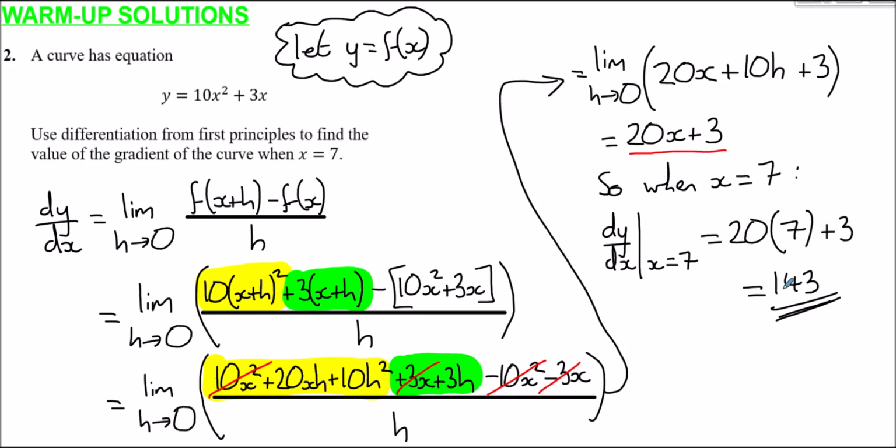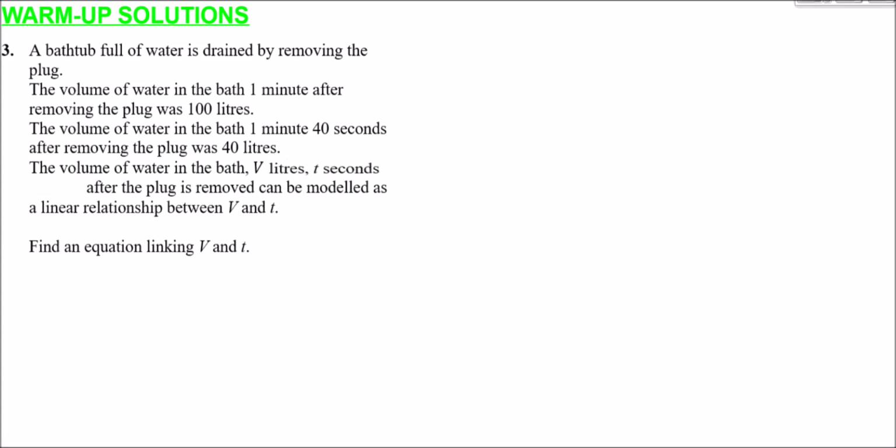Let's have a look at number 3, and therefore number 4 as well. So here we are. We've got a bathtub full of water which is being drained by removing the plug. The volume of water in the bath 1 minute after removing the plug was 100 litres. The volume of water in the bath 1 minute 40 seconds after removing the plug was 40 litres. The volume of water in the bath, v litres, t seconds after the plug is removed, can be modelled as a linear relationship between v and t. Find an equation linking v and t.